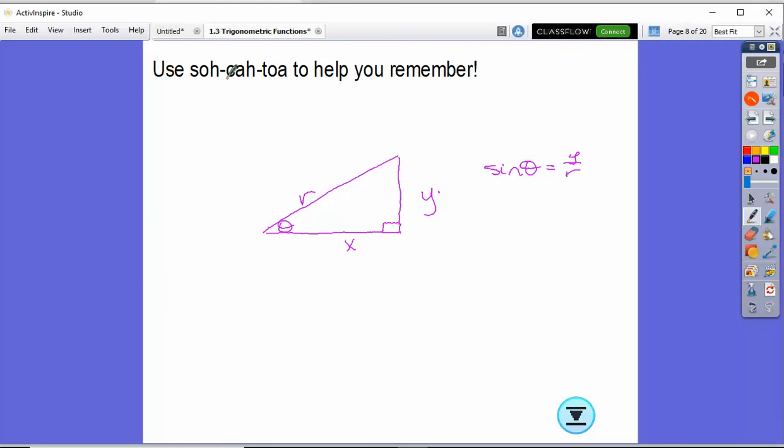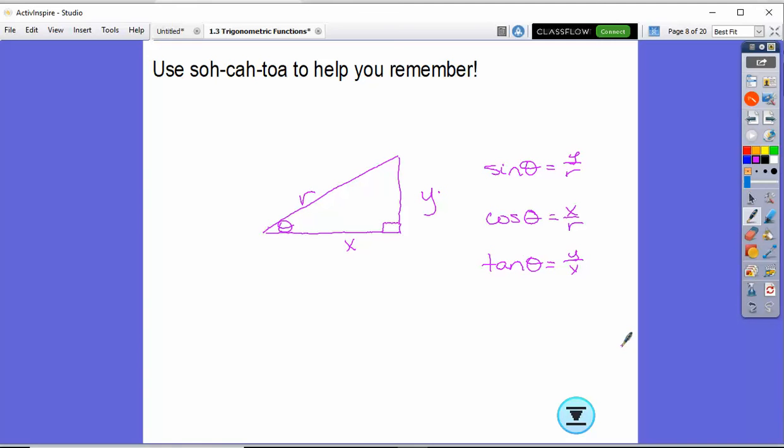Cosine, CAH, is adjacent over hypotenuse. Adjacent means touching, but it's the side other than the hypotenuse. So that's x over r. Reciprocal cosine is secant. Tangent, TOA. Tangent's opposite over adjacent. So from here, the opposite side is y. The adjacent side, the touching side, is x. And reciprocal of tangent is cotangent.